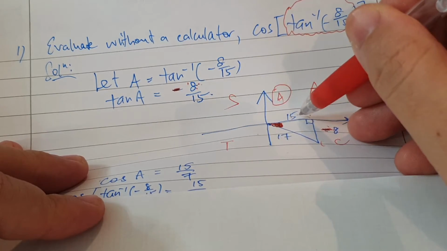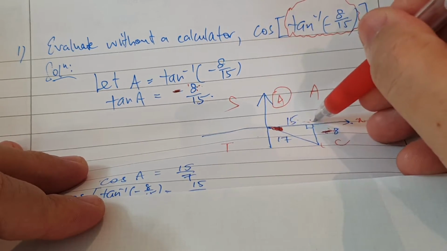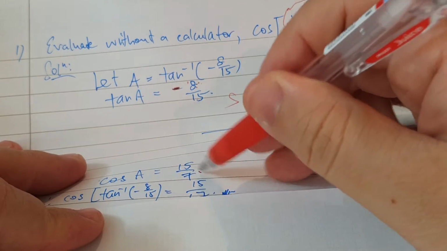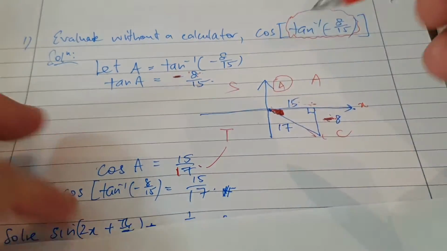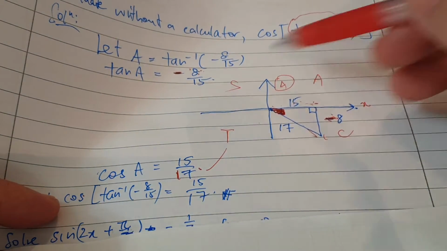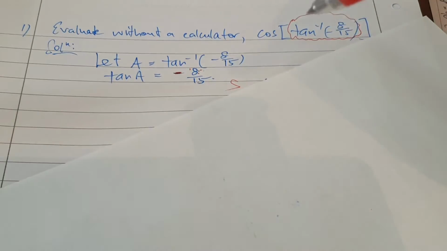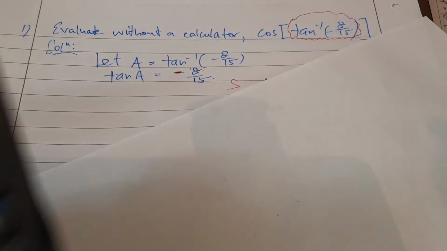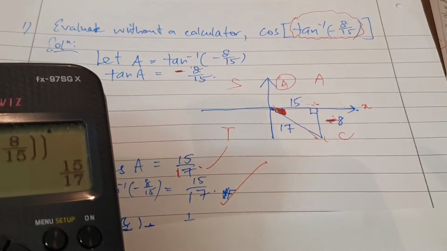So we are talking about this angle. Isn't it adjacent over hypotenuse? Which means that your cosine of A is this. Finish. And does it match the answer that we got just now on the calculator?